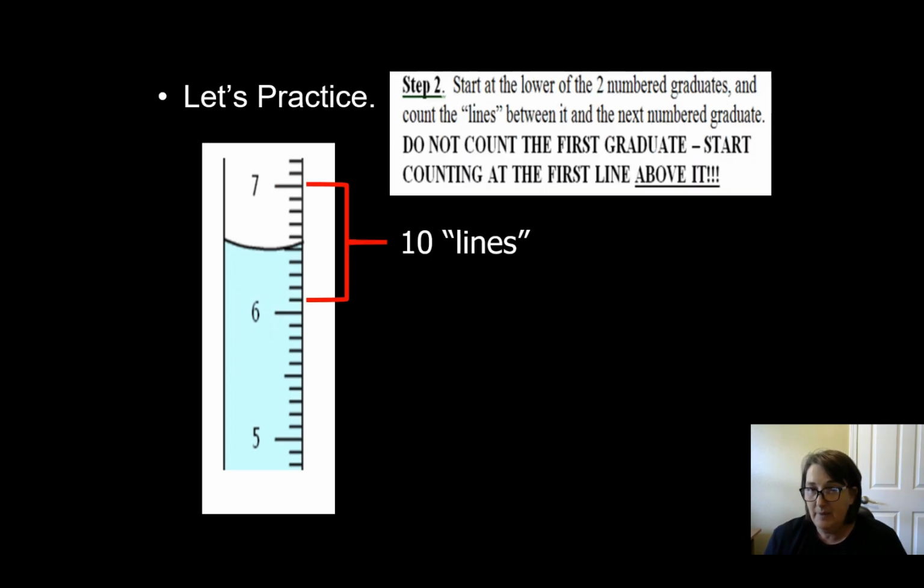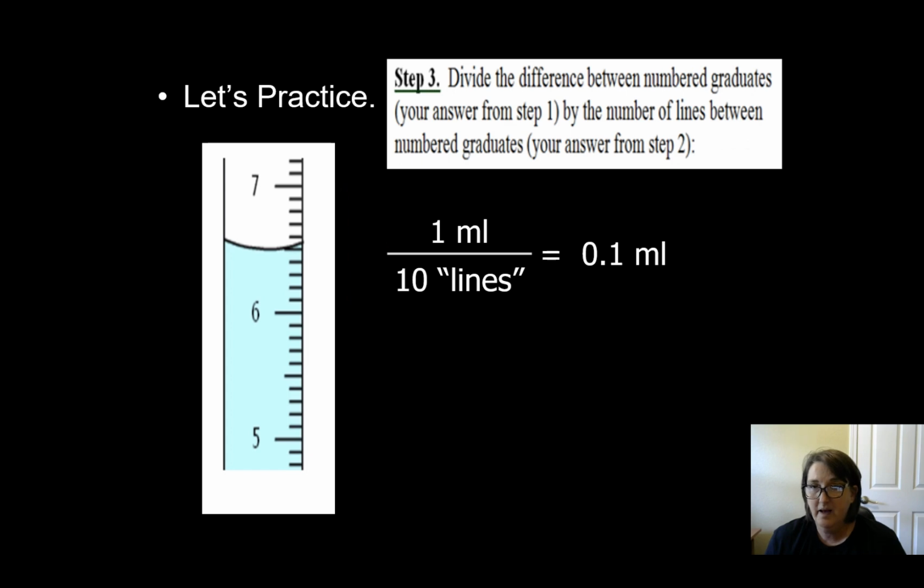Then I have to count how many lines I've got. Remember, you don't count that first step. You count the steps above it, and I have 10 lines. So I divide those. 1 milliliter divided by 10 lines. Each of these lines represents 0.1 milliliter. So what that means is this is 6.0, 6.1, 6.2, 6.3, 6.4, 6.5, 6.6, 6.7, 6.8, 6.9, 7.0. So all of these lines go up by 0.1.